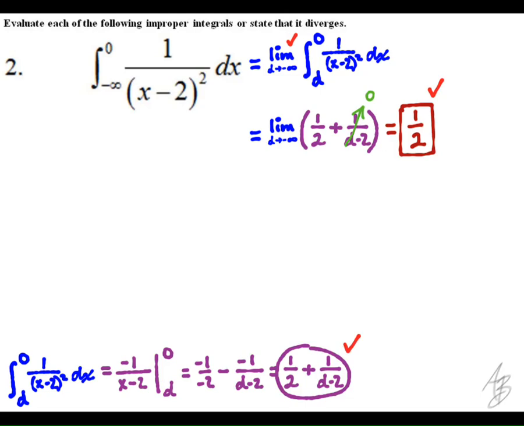Points were given for the final answer of 1/2, for rewriting the integral as the limit as the lower limit approaches negative infinity, and then for the evaluation of the definite integral with that variable in there.